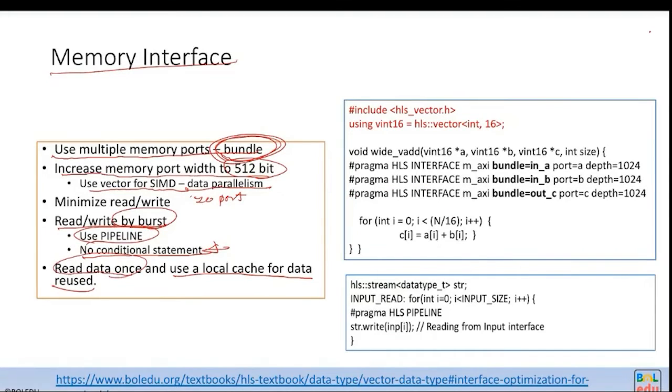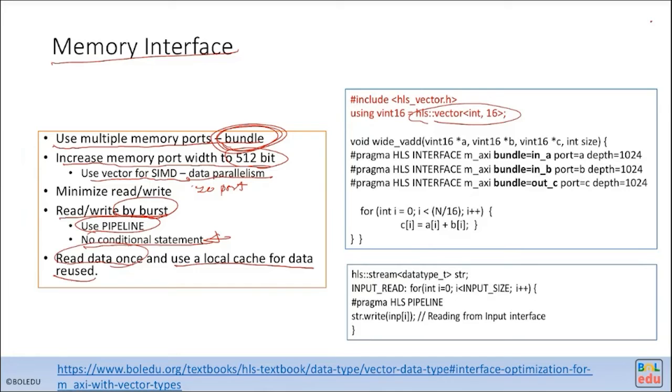So this is the example we have introduced before. You declare a vector data type, and in here that's a 32-bit integer with a vector size of 16. So this gives you a 512-bit data width. Then there's an AXI interface, and in here we also demonstrate you can use a different memory port with the bundle set to a different name. Then it will allocate a different memory port.